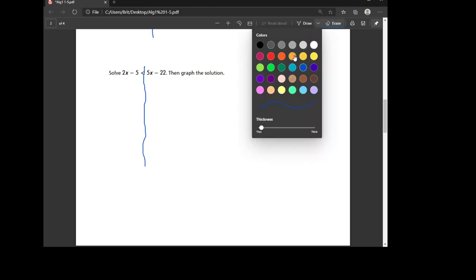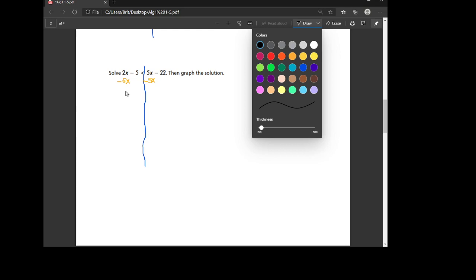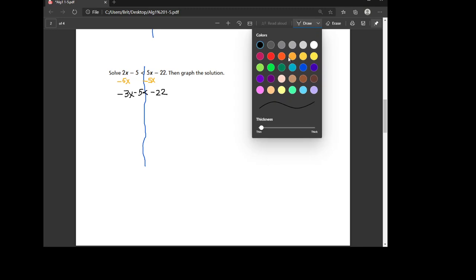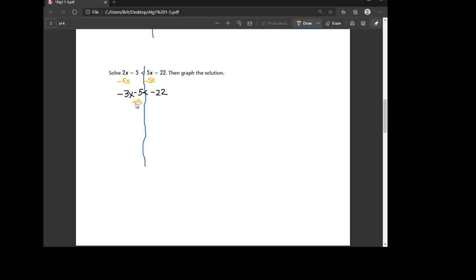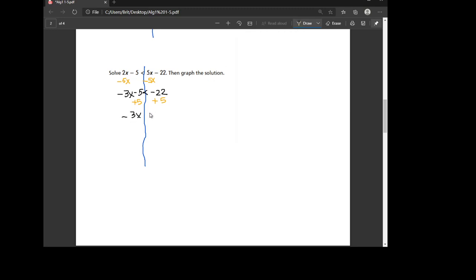So I usually prefer, like I said, moving all my variables to the left. So I'm going to subtract this 5x to move them over. So 2x minus 5x is negative 3x minus 5 is less than negative 22. The 5 doesn't have an x on it, so I'm going to move it to the other side by adding 5, because addition's the opposite of subtraction. So I have negative 3x is less than, that's negative 17.